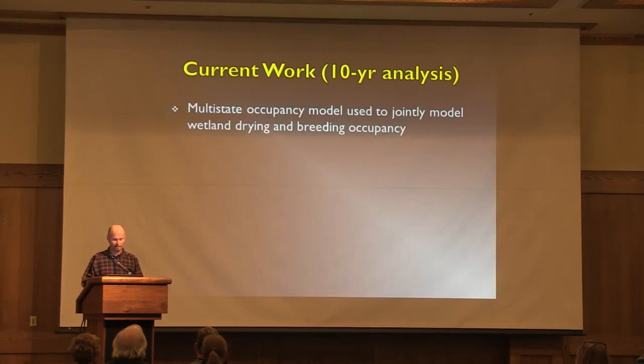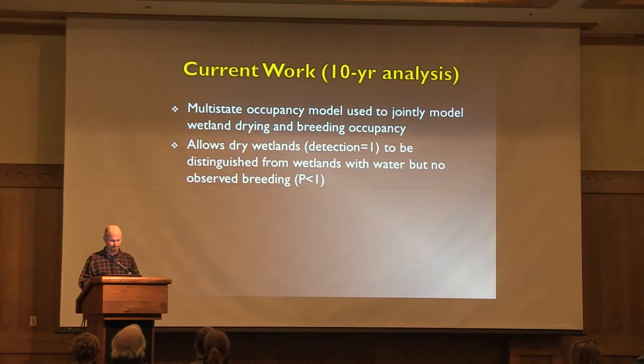I've got 10 years of data. More data, more data. Statisticians love more data. So now I'm using what are called multi-state, multi-season occupancy models. And they're being used to jointly model the wetland drying and also breeding occupancy. They allow me to constrain the probabilities of detection to 1 for those dry sites and allow it to be less than 1 for those sites that have water.